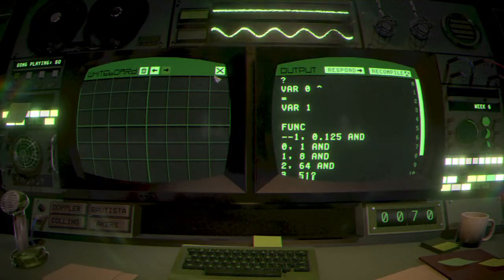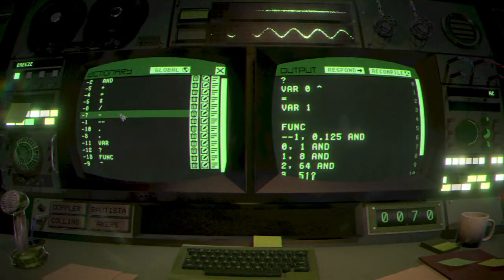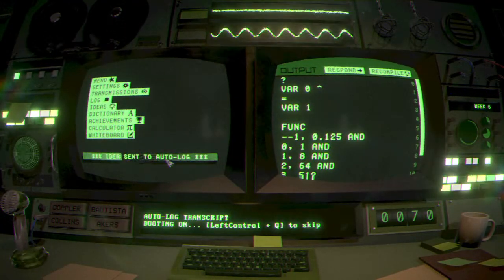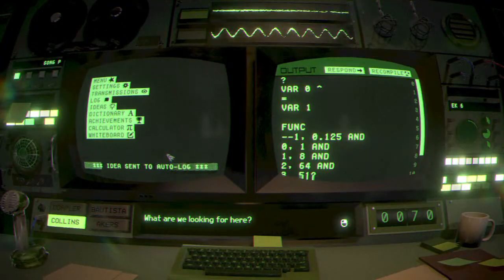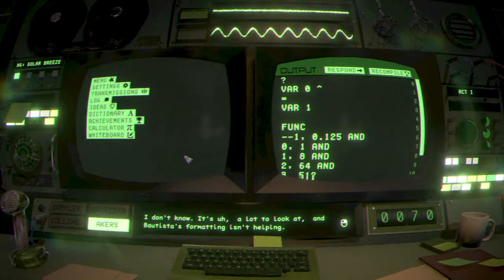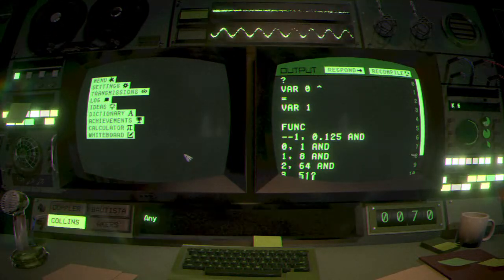I wonder why it wasn't needed. But okay, let's see. There was an idea. What's the idea? What are we looking for here? I don't know, it's a lot to look at, and Batista's formatting isn't helping. The formatting's fine. Change the formatting settings in the dictionary.